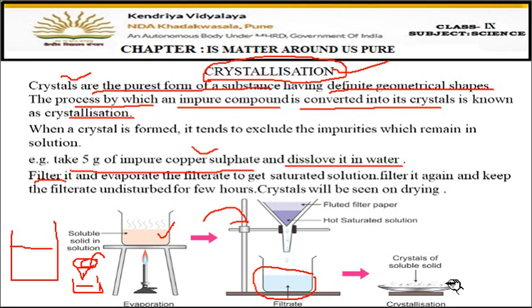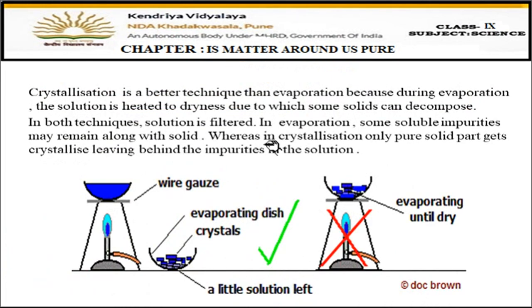Impurities cannot convert into solids. So impurities will remain in the solution if some soluble ones are still left, and the pure compound will change into crystal form. Now let's move on to the next slide and see that crystallization is a better technique than evaporation. This question can come: why are we saying that crystallization is a better technique than evaporation?